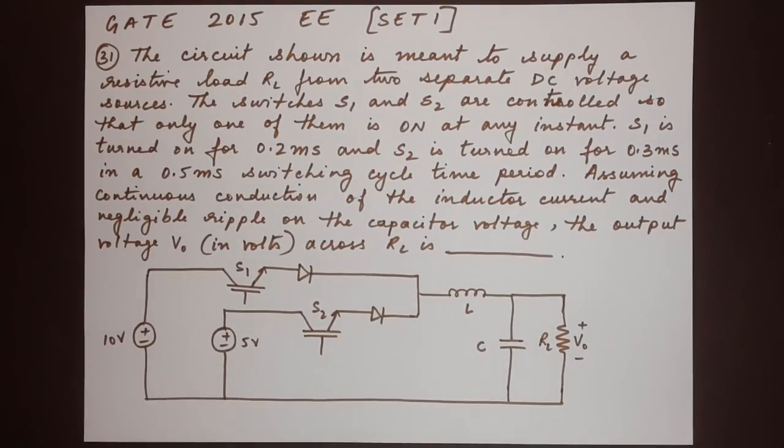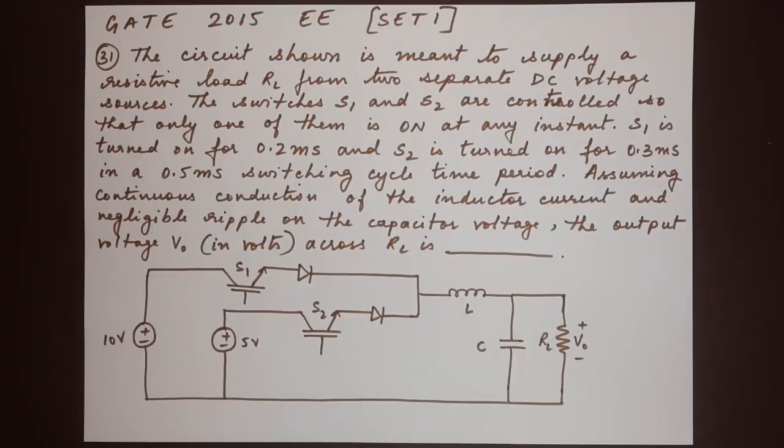Here's the next question, number 31. The circuit shown is meant to supply a resistive load RL from two separate DC voltage sources. The switches S1 and S2 are controlled so that only one of them is on at any instant. S1 is turned on for 0.2 milliseconds and S2 is turned on for 0.3 milliseconds in a 0.5 millisecond switching cycle time period. Assuming continuous conduction of the inductor current and negligible ripple on the capacitor voltage, the output voltage V0 across RL is dash.